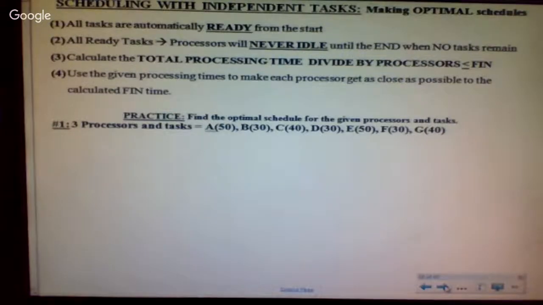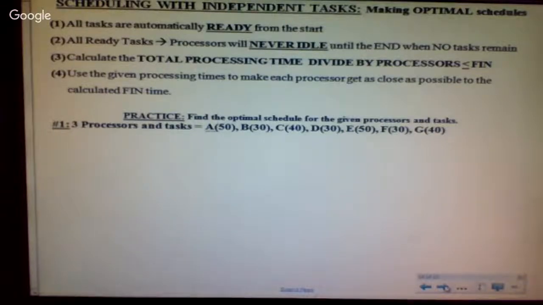Okay. These are all the steps that we just got done doing. This is just a reference for you to go back and look at if you need it. All of your tasks are ready from the start, so you can schedule anything at any time that you want. All of your ready tasks, you never idle until everything is finished. Notice all of our idle time is way at the end. You can calculate your finishing time by adding all your numbers together and dividing by how many processors you have. So we can practice without the charts. That's what this is.